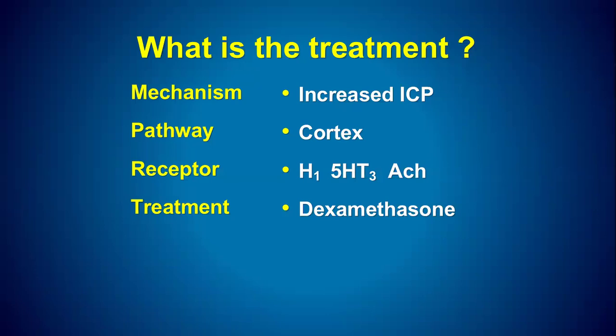So it will help take out the cause which is causing the nausea vomiting. So dexamethasone would be the ideal management plan. But you can give ondansetron along with dexamethasone. So it has a dual effect. Next slide, please.